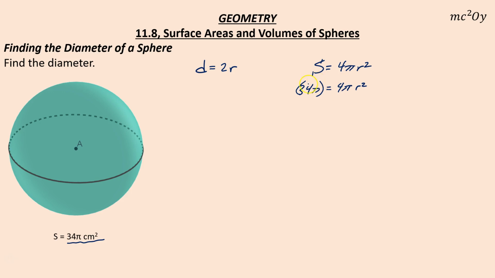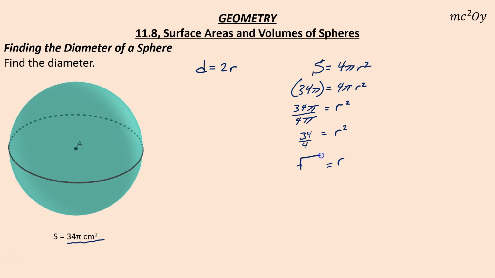Okay. And now I'm going to go ahead and divide both sides by 4 pi. Okay, so it's going to give me 34 pi over 4 pi. Well, the pi's are going to cancel. So I get r squared is equal to 34 over 4. Now I know that reduces, however, this is r squared. The next step is to take the square root.